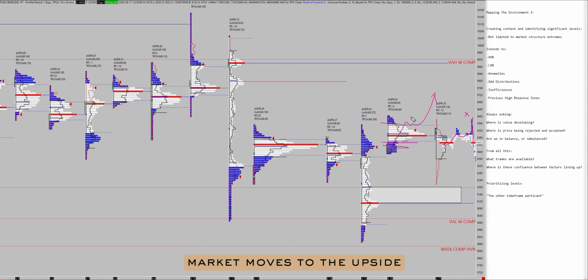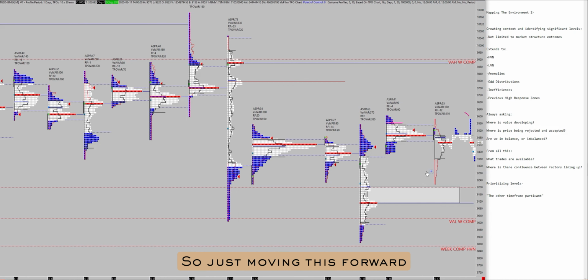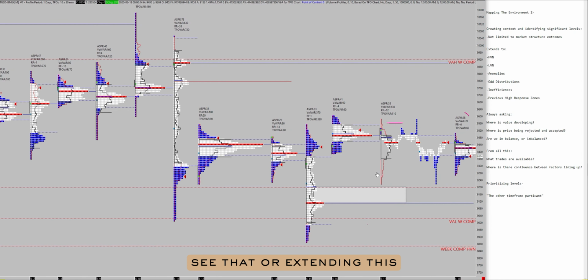Instead, market moves to the upside above that day's close, above that day's value area, moves into a previous low volume level, and then aggressively moves back down to the other side. It moves back down to the other side of that open, through the point of control, through the entire day's value. It's more than likely that we're going to come to the next sticky area, which in this case is this naked point of control. So just moving this forward, you can see that we're extending this. Market front runs it, so we don't get that move all the way down to it.